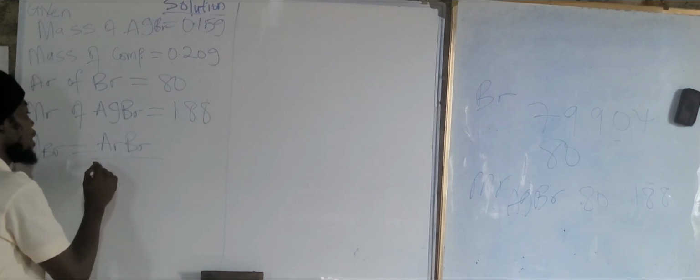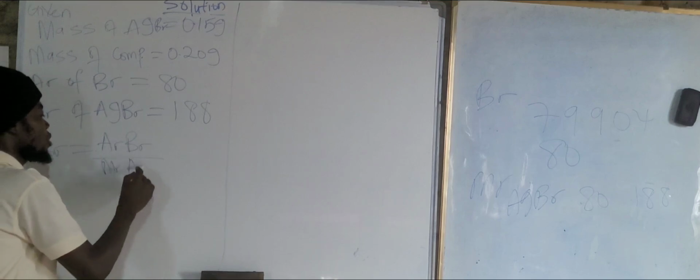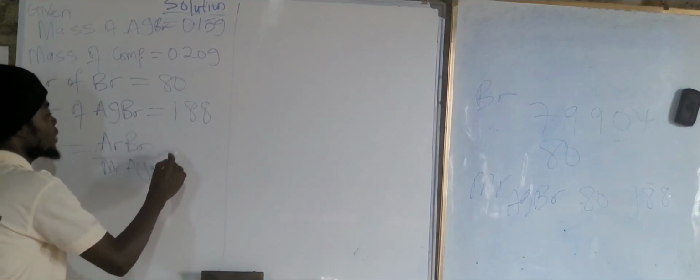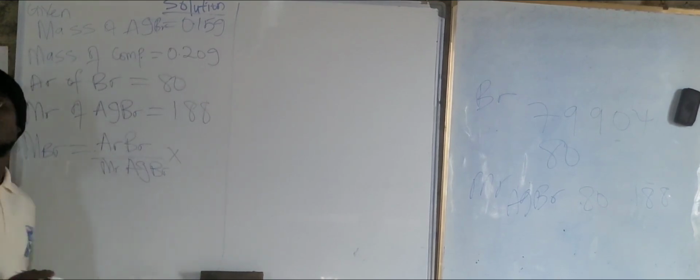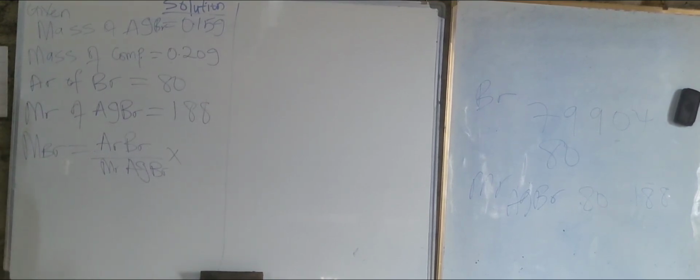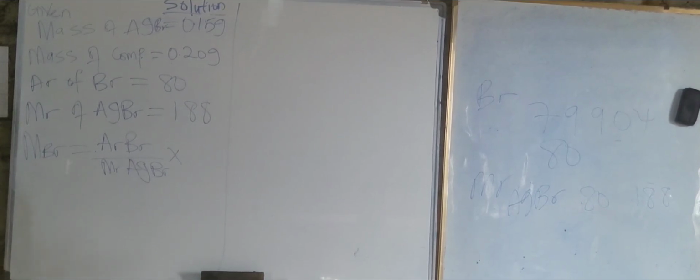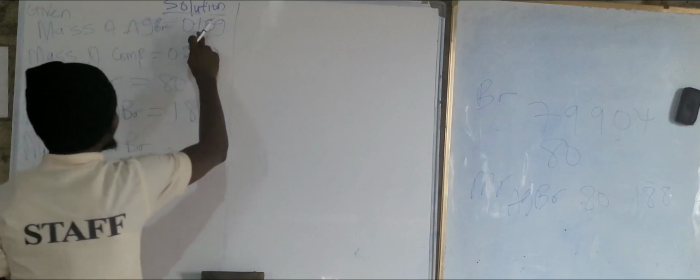AR or MR here of silver bromide, right? Multiplied by, and what do we have here now? What is the MR? Molecular mass, relative molecular mass. Are we okay here? Yes, sir. So we go. Now what do we have now, sir?